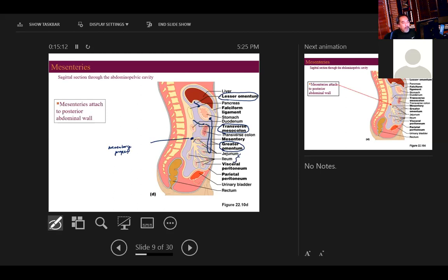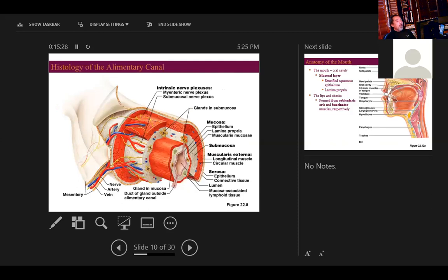And the last thing, the ventral mesentery, which connects the liver to the ventral wall, that's a ventral mesentery, and we call it the falciform ligament. All right, so we finished with the mesenteries. Now we're going on to the alimentary canal.